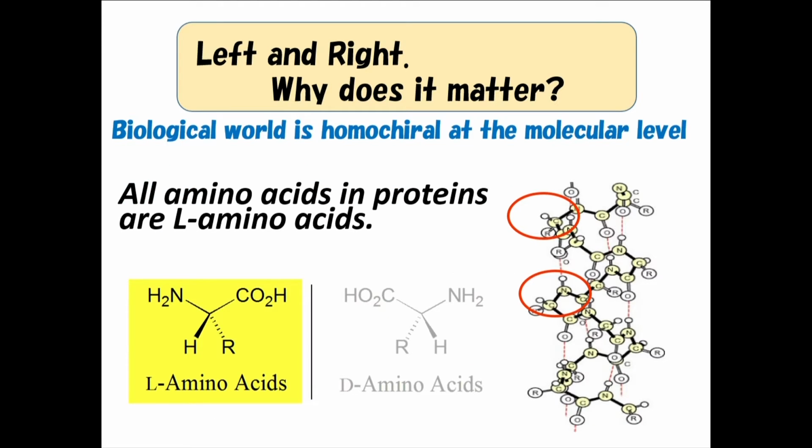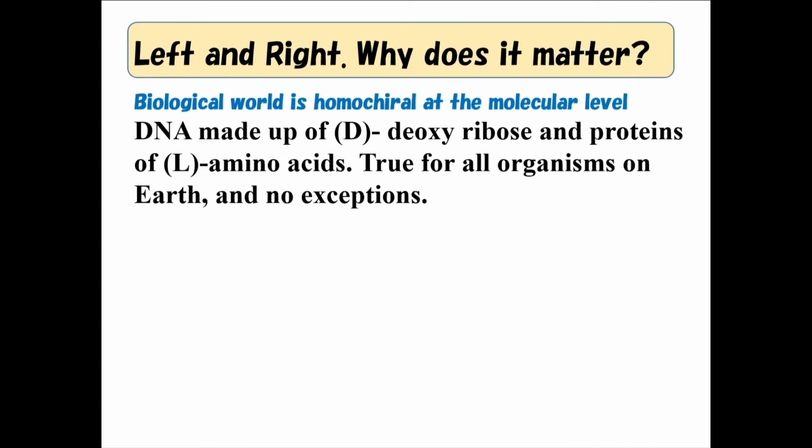How about proteins? I told you already, proteins are made up of 20 amino acids. Others also told you about it. And there are D and L forms, but all organisms on the earth, including bacteria, plants, or animals, use only L amino acids. There's no exception. So that is what it means. The biological world is homochiral. DNA is made up of D-deoxyribose and proteins of L-amino acids, and this is the reason.